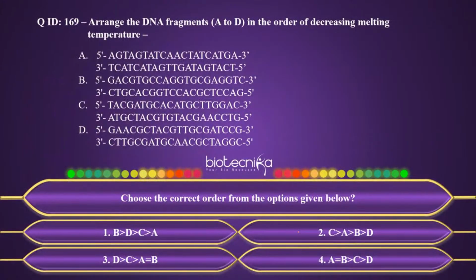Then coming to question ID 169. Here you have to arrange the DNA fragments in order of decreasing melting temperature. This question is a very easy one. I guess everybody would have done this, right? Can you please mention which option would be correct here? Which order is the correct one?